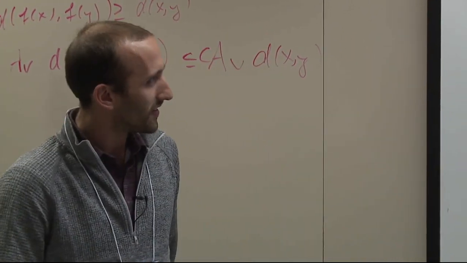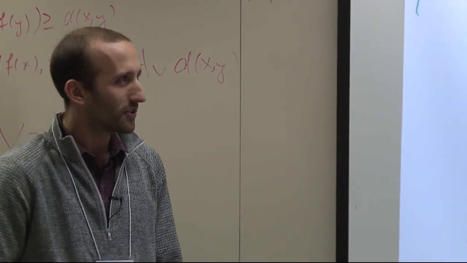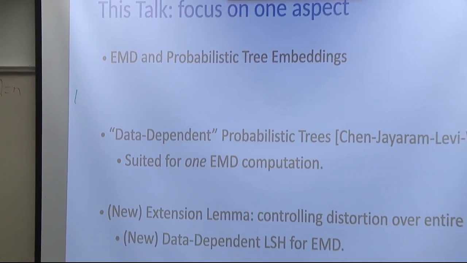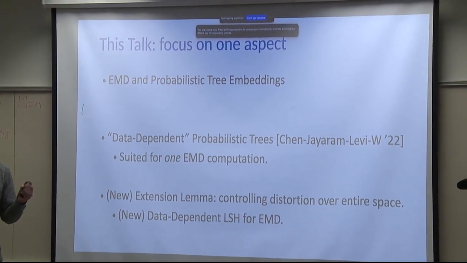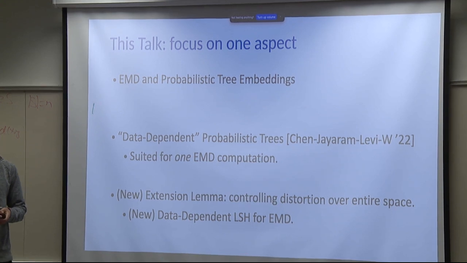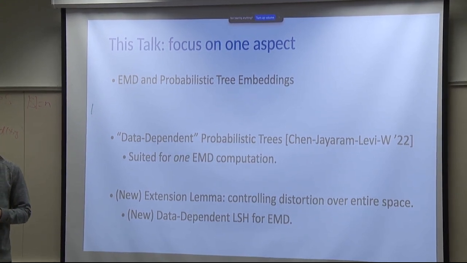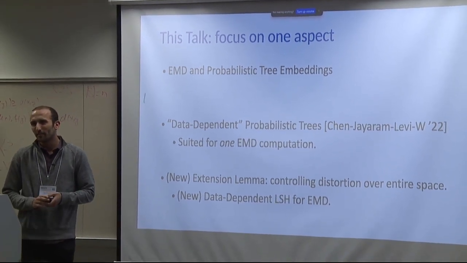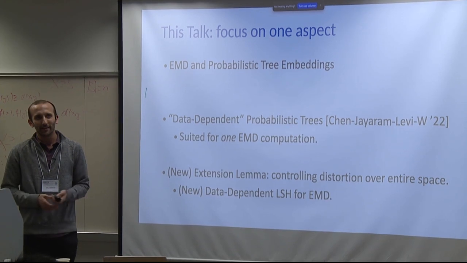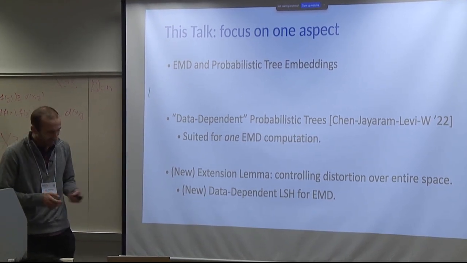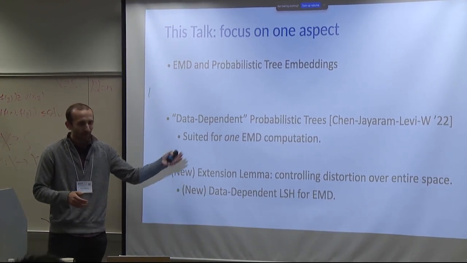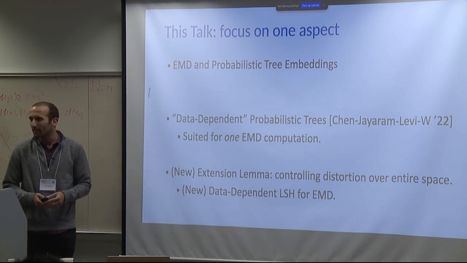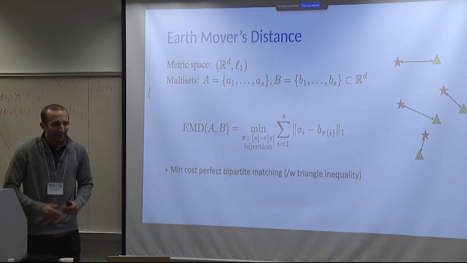Okay, and then we'll talk about this notion of data-dependent probabilistic trees. This is a notion that we worked on a few years ago, and they were really suited for the Earth mover distance, but only for one Earth mover distance computation. In nearest neighbor search, you really want to compute many Earth mover distance computations because you're trying to find the closest point. So we'll see a new lemma about controlling what happens to distortion on these trees. But I'll get into what all these different notions are. Okay, so let's get started.